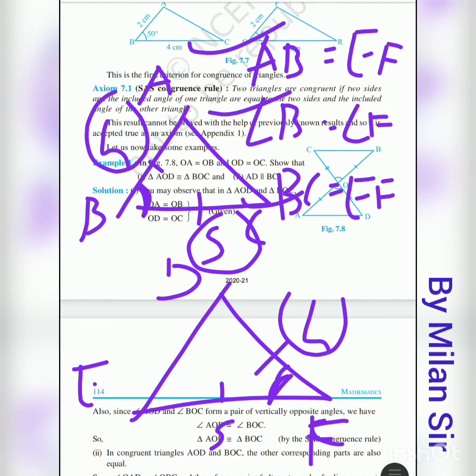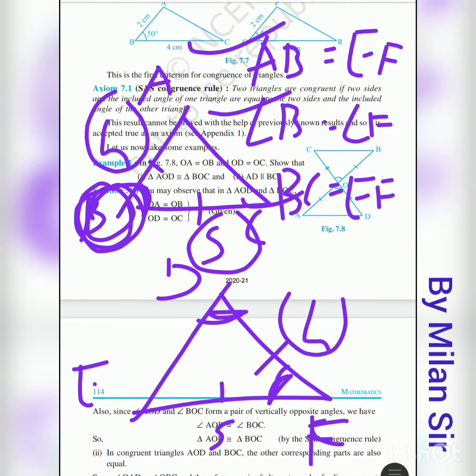One more thing, here this angle needs to be the included angle. That means in between two sides. Okay, the angle lies in between two sides, and same thing in the other triangle too. Means whatever angle is equal with this angle, it needs to be the included angle between the two equal sides. Okay, that means here if B is equal with angle D, then this is not the criteria.